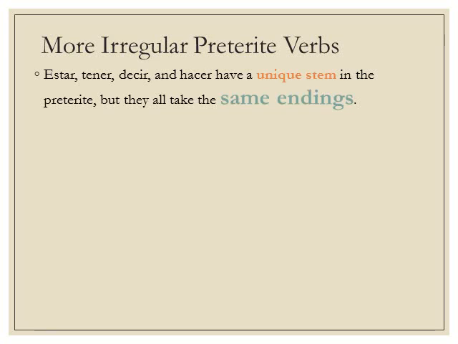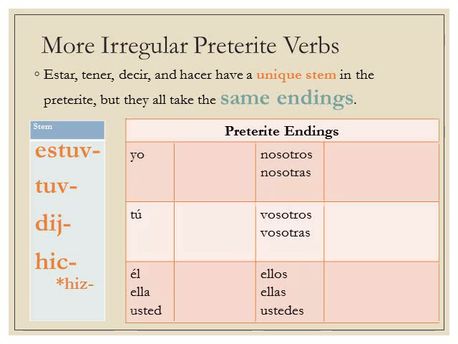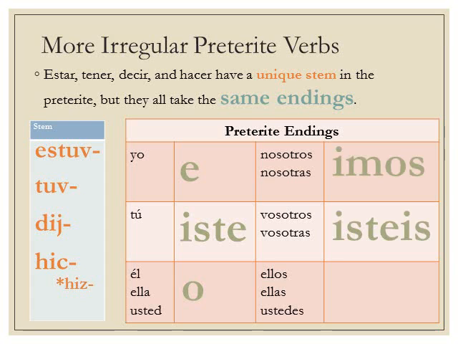Like I said before, they all have a unique stem, but they take the same endings. So remember, these are our stems, and then we're going to go over our endings. The ending for the yo form is e. The tú form is iste. The ella, usted form is o. The nosotros form is imos. Vosotros is isteis. And the ellos, ellas, ustedes form is ieron.